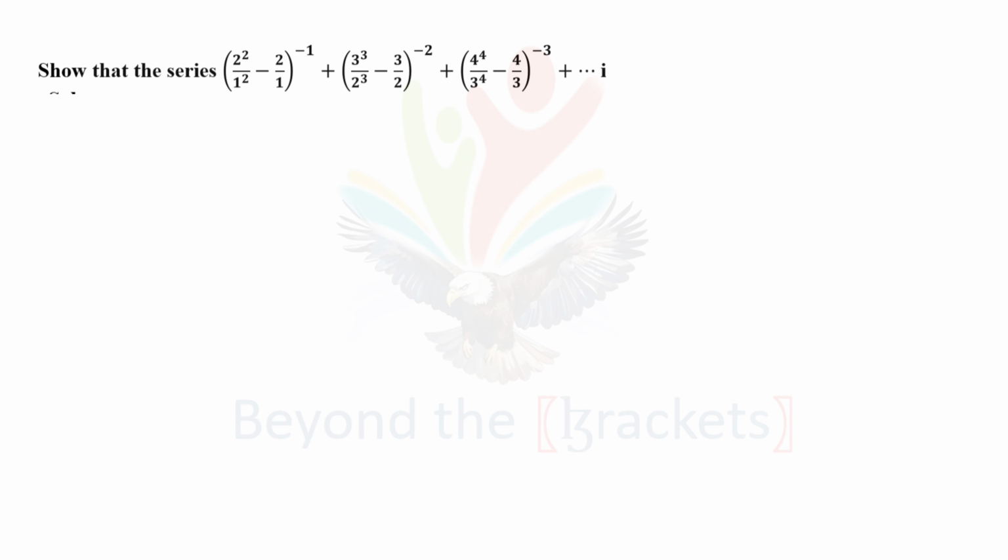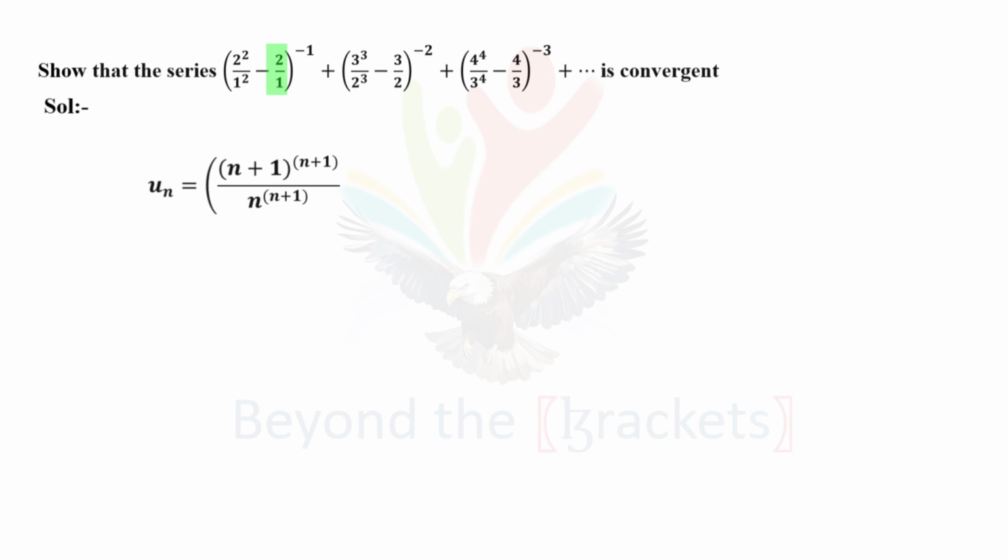Moving on to the next question, the question says, show that the given series is convergent. If you observe the pattern of this question, the left side of the first term has 2 square by 1 square. The second term has 3 cube by 2 cube. The third term has 4 power 4 by 3 power 4. So the nth term will have (n plus 1) power n plus 1 by n power n plus 1.